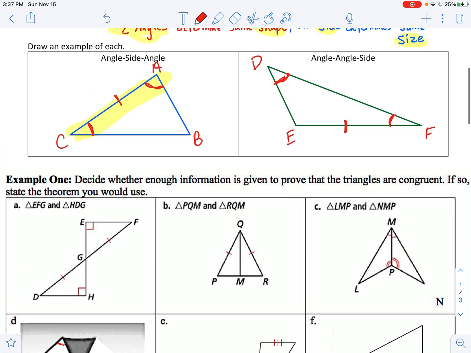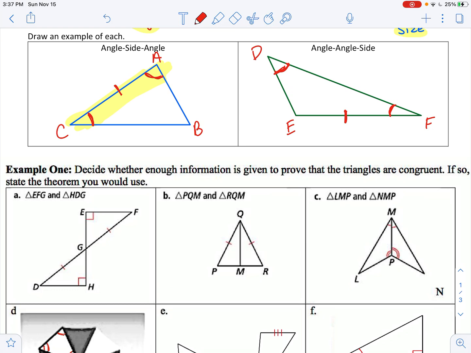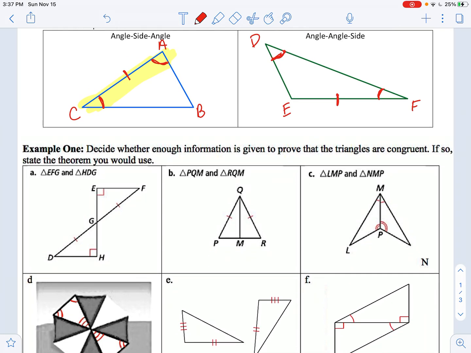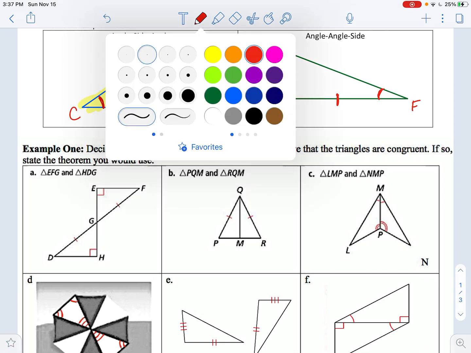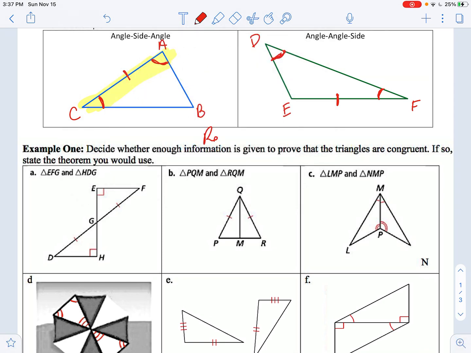So let's look for angle, side, angle, or angle, angle, side in these six problems down below. Now, what are the two things that we can always mark in? We can always mark in our reflexive property, those shared sides, and vertical angles. Those are the only two things that I can mark in myself. Everything else, I have to imagine that if it's not shown, it doesn't exist, even if it looks like it.